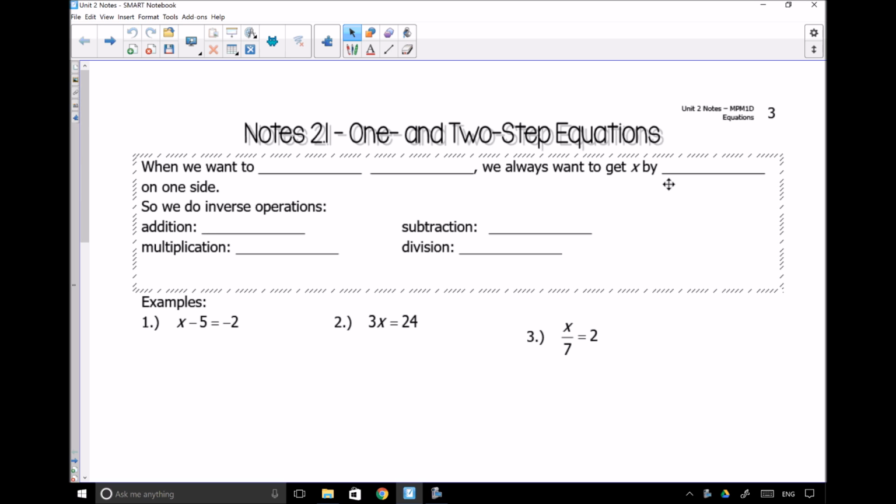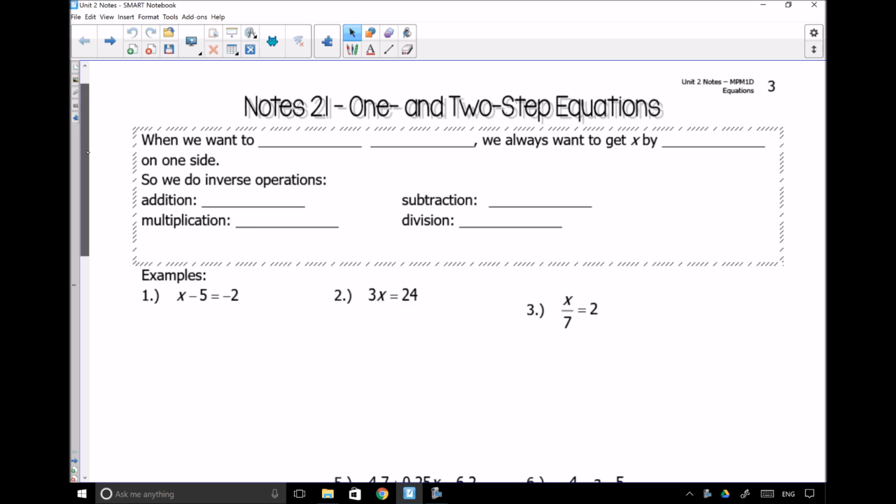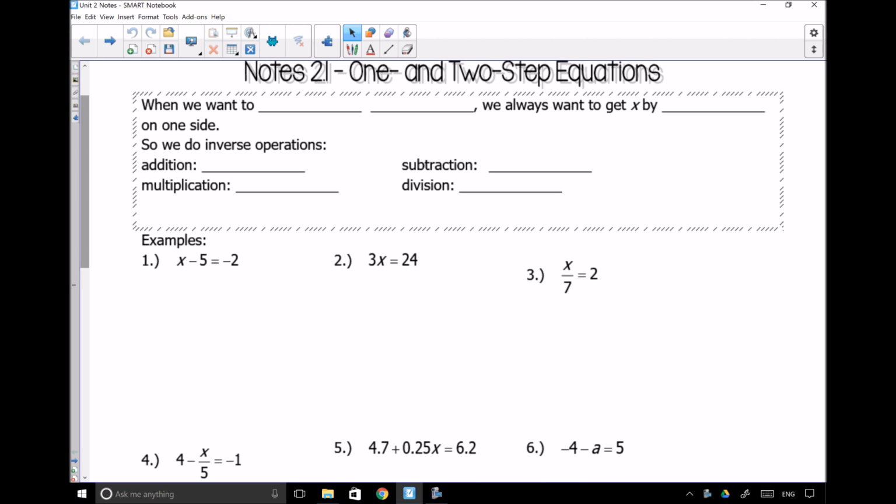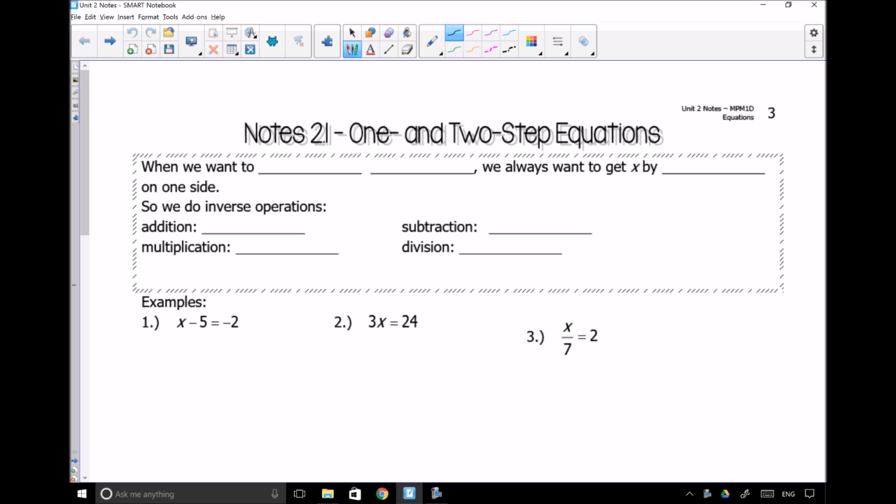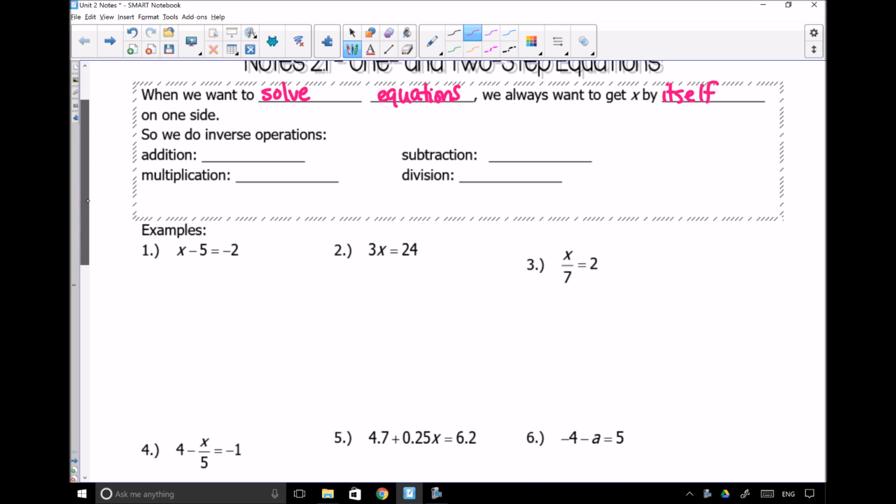So basically, when we're solving an equation, all we're trying to do is get a variable by itself, okay? So right here, we're going to fill in some blanks that we have. So go ahead and fill in our information here. When we want to solve equations, essentially, all we want to do is get x by itself on one side. X is a loner. X hates everyone. It's going to do whatever it can to kick everything else off of its side, okay?